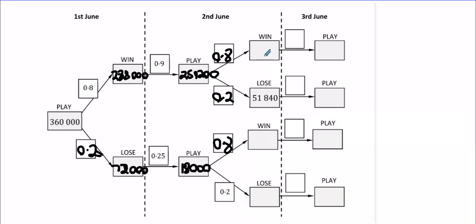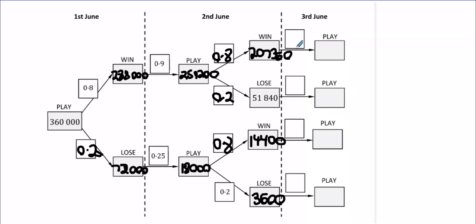Now, our winner one will be 207,360, because we're multiplying the 259,200 by 80%. We're then multiplying the 18,000 by 80%, which is 14,400. We're then multiplying the 18,000 by 20%, which is 3,600.